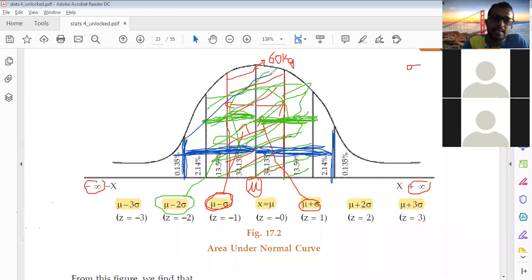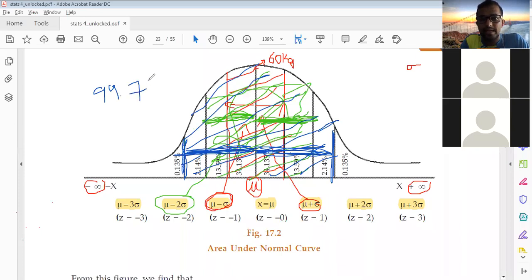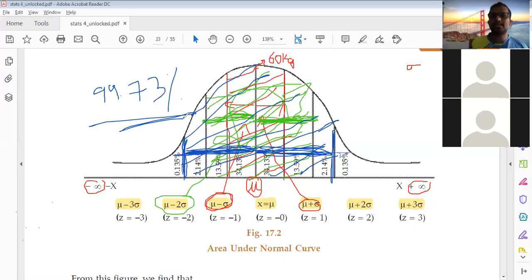And this area, it seems, students, covers almost everything except a little. That means this area covers, I remember the exact number, almost 99.73% of the area. That means out of 100 values, almost 99.73% values are covered. Here and there, one or the other extreme value might be there, but that is not considered so much.